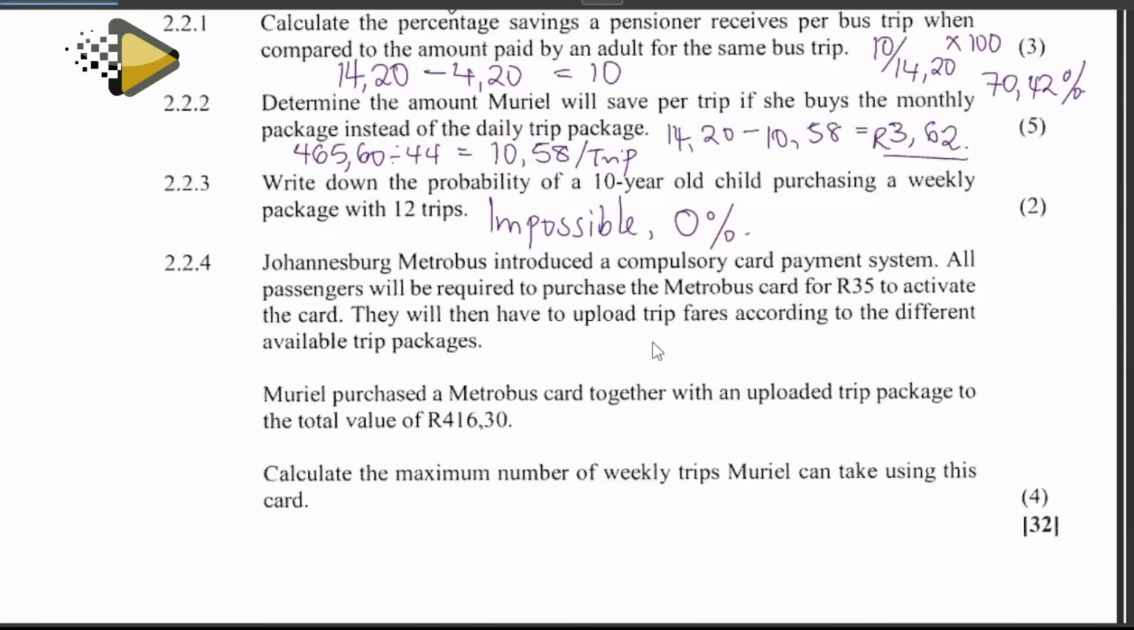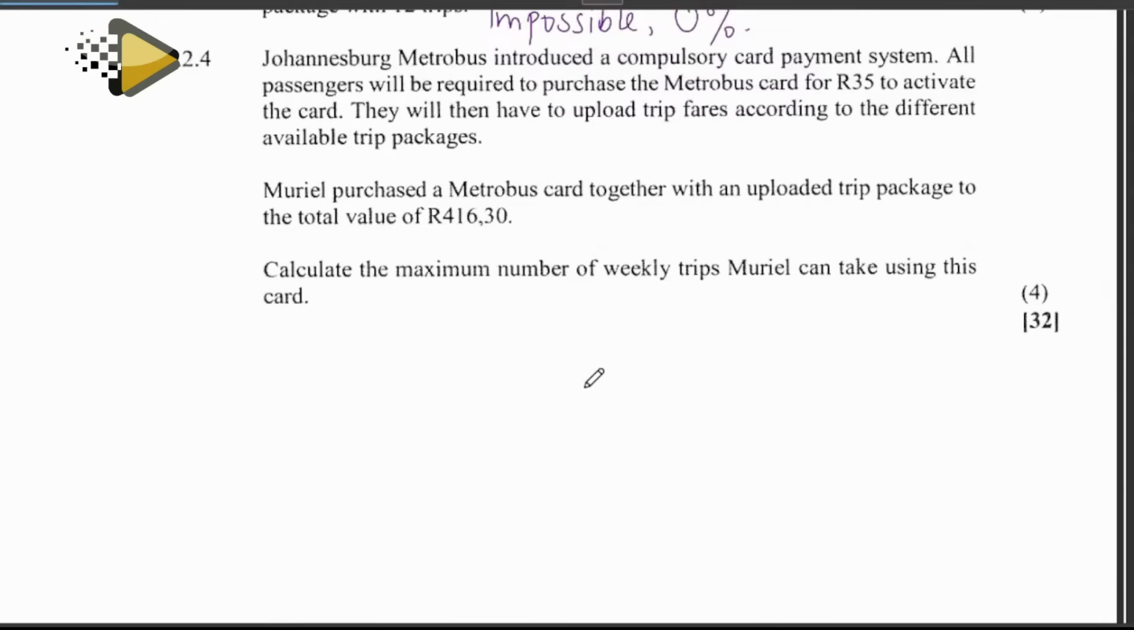Johannesburg Metro introduced a compulsory card payment system. All passengers will be required to purchase the Metro bus card worth 35 rands to activate the card. They will then have to upload trip fares according to the different available trip packages. Miro purchased a bus memory card with an uploaded trip package to the total value of 416 rands 30 cents. Calculate the maximum number of weekly trips Miro can take.